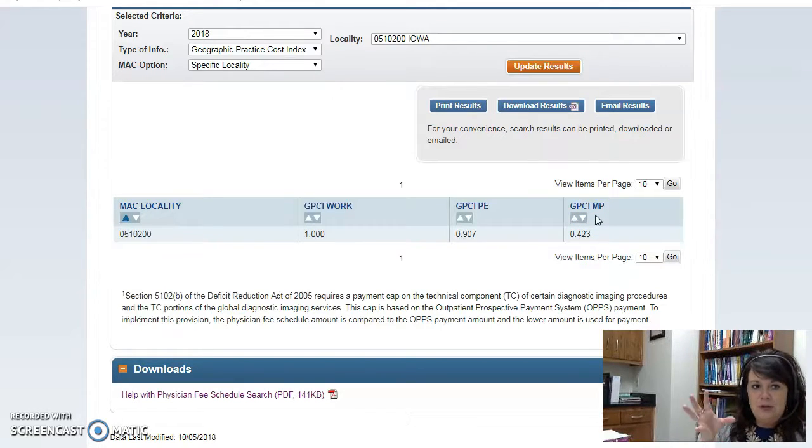So you're going to have to take some data from searching by code, like we did first, and write it down. And then you're going to have to get the locality data and then write it down. And then you're going to have to do some math. You're going to have to find the conversion factor for last year and find the conversion factor.